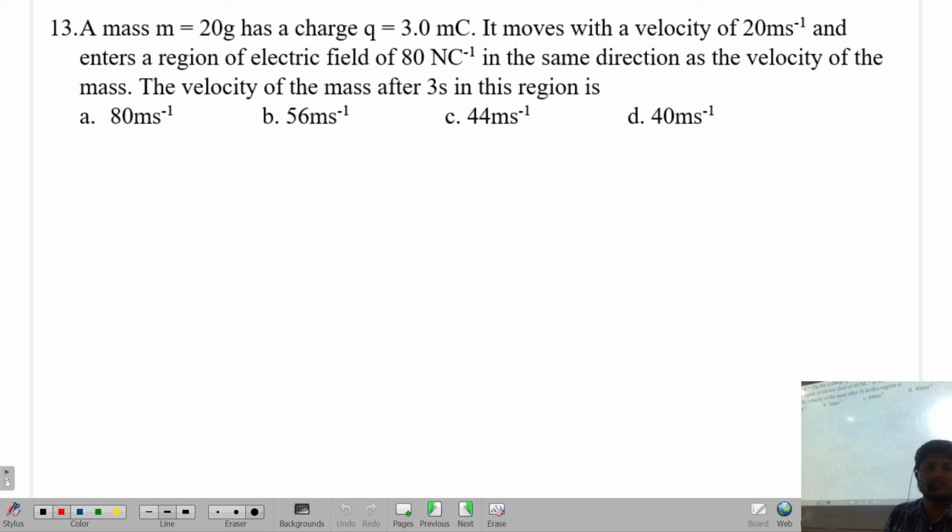Find the velocity of the mass after 3 seconds in this region. Easy? Easy peasy. Yes or no? Can you do this problem? Anyone have done? Shreya? Done? Not done. Why? This is the easiest problem.